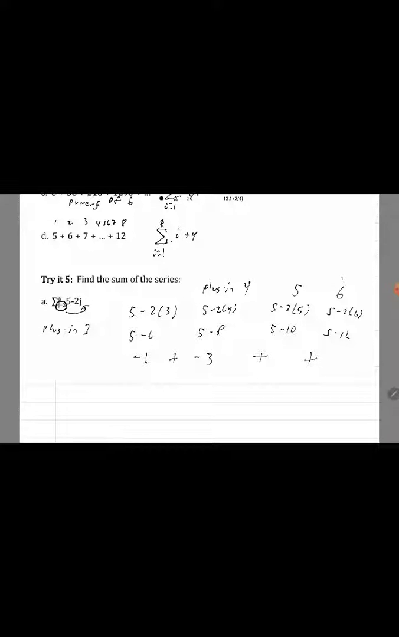5 minus 10 is negative 2. And 5 minus 12 is negative 7. Oops. Sorry. 5 minus 10 is not negative 2. Negative 5. There we go. And then we just add all our answers together. So negative 4 plus negative 12. So negative 16. And that's our answer.